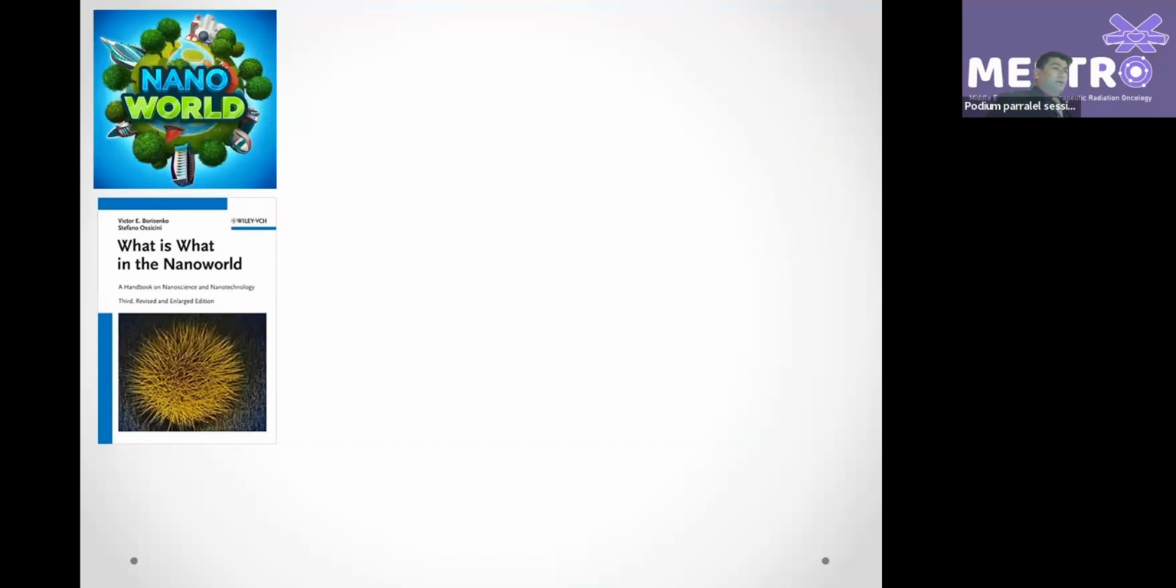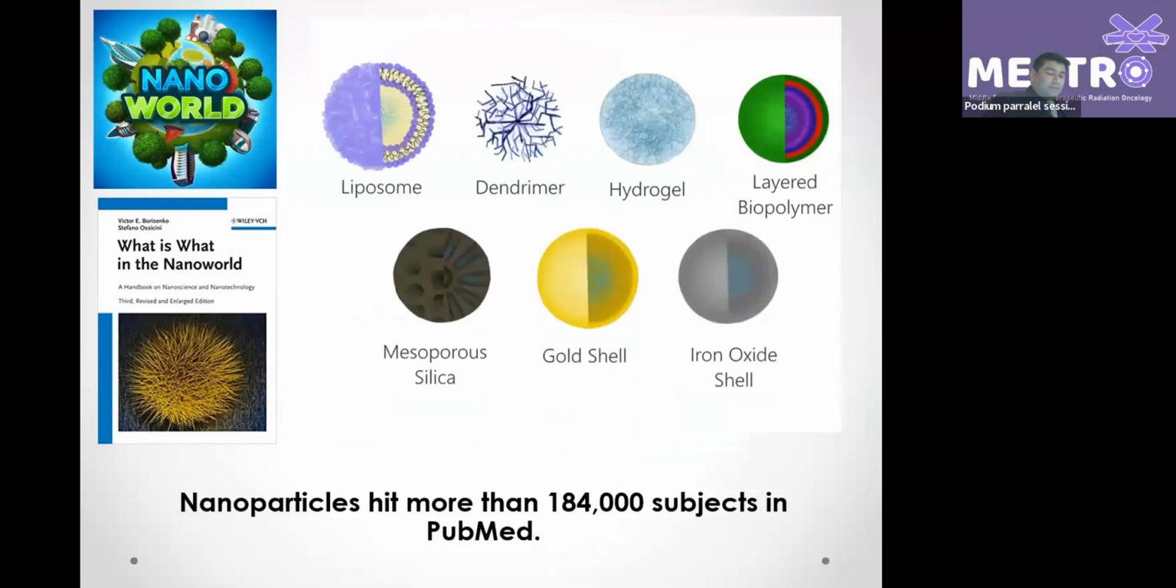So the nano world is very diverse. We have a lot of kinds of nanomaterials. If we go by the names, we have liposomes that can be used for drug delivery. We do have dendrimers, hydrogels, mesoporous silica, gold shell, and iron oxide shell. These are some of the kinds of nanoparticles that are used heavily in biological applications.